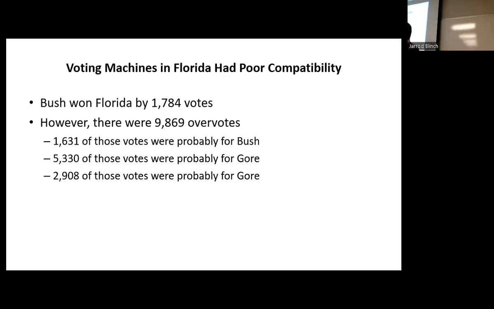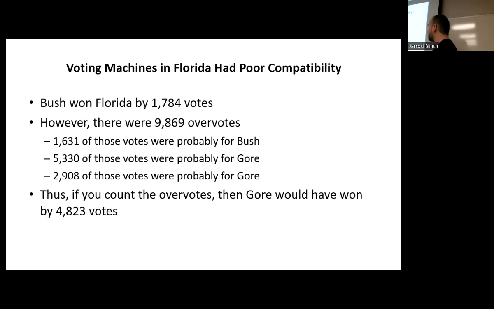So within these overvotes, we'll look at them in a moment, but I'm going to suggest that maybe about 1.6 were for Bush, 5.3 were probably for Gore, and 2.9 were also probably for Gore. So if you say, okay, Bush won by this much, we'll give him that many more, but then we've got to give Gore all of these votes. That would actually swing the election in favor of Gore. And if he had won Florida, then he would have won the presidency.